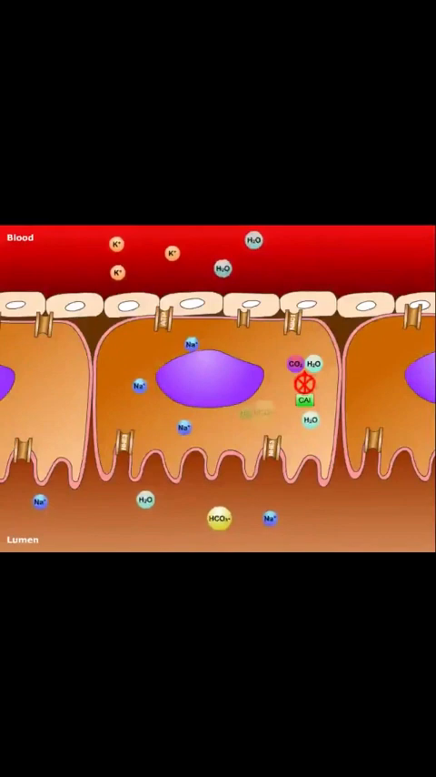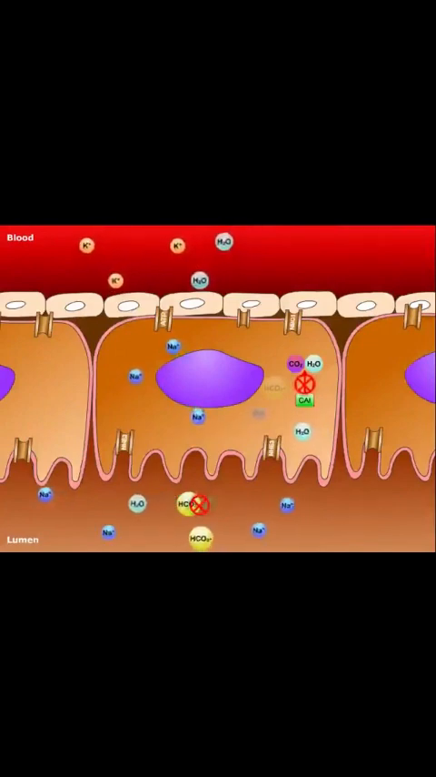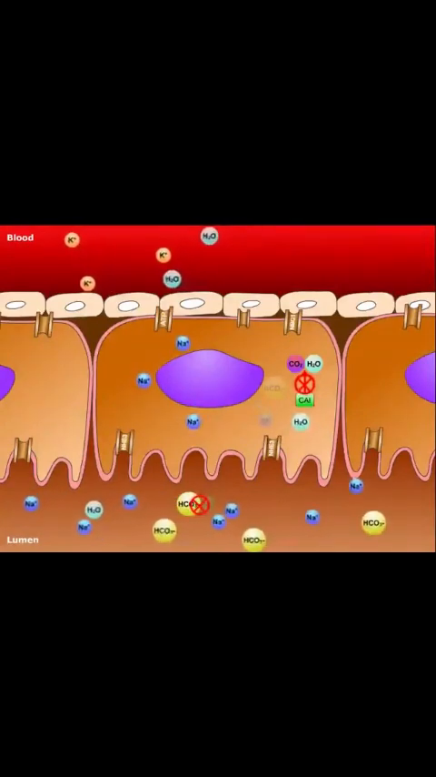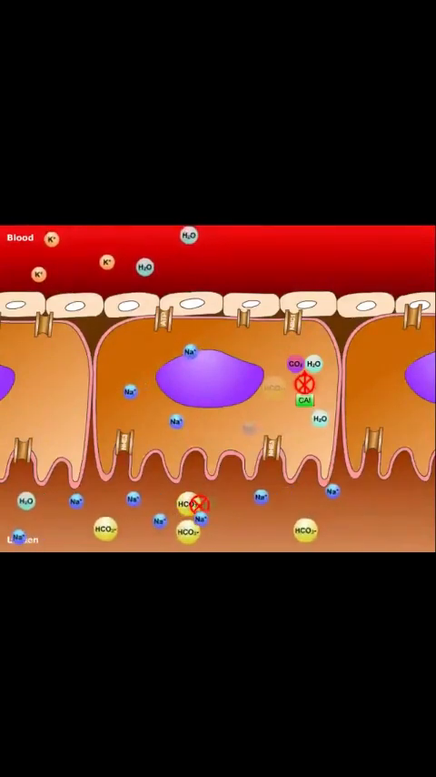Therefore, the sodium exchange with hydrogen, described earlier, is prevented, which will affect subsequent formation of carbonic acid in the lumen. This will cause decreased reabsorption of sodium and bicarbonate from the lumen, which can result in metabolic acidosis.